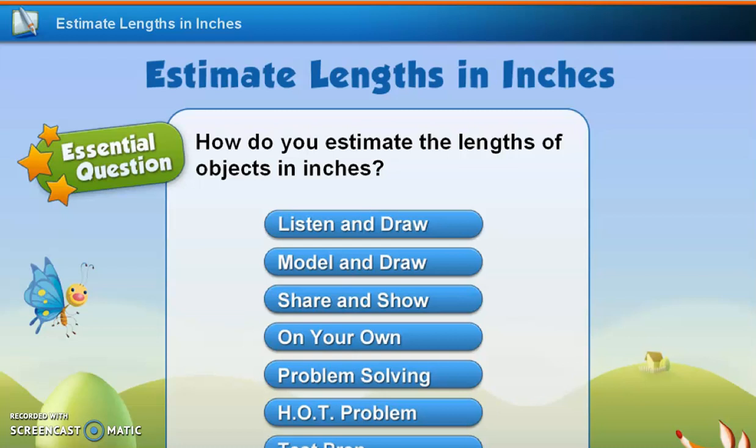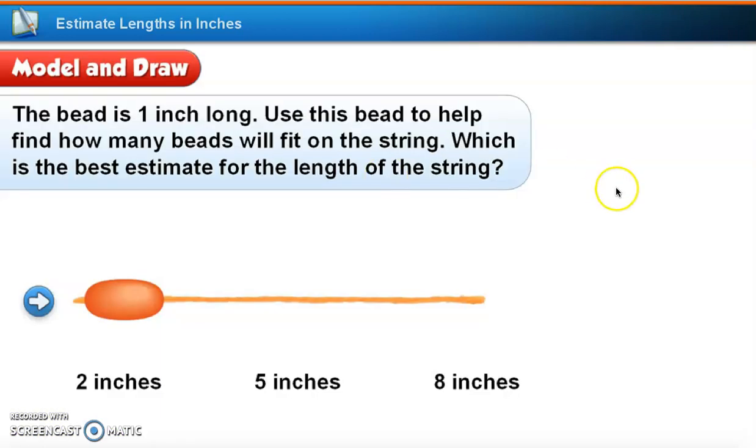So remember, estimate is almost like making a really good guess, and it's not just guessing anything random. It's using reasoning, and it's using information that we have to make a good guess. So that's really what an estimate is: you're guessing, but you're guessing based off of the information that you have available. So let's move on to the first question.